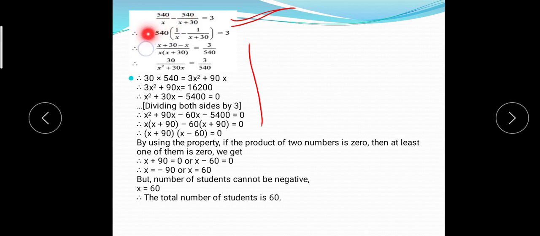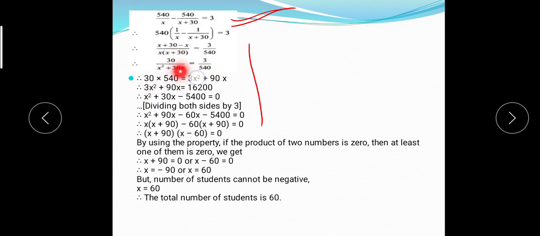So this 540 we have to take outside. So what is in the bracket? 1 by x minus 1 upon x plus 30 is equal to 3 upon 540. So x plus 30 minus x upon x in bracket x plus 30. This is like a fraction I solved here. And this 540 I am shifting toward the right side. So after solving this, x will cancel out. 30 by x square plus 30x is equal to 3 upon 540.